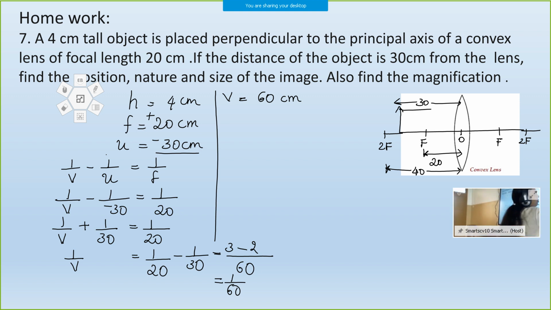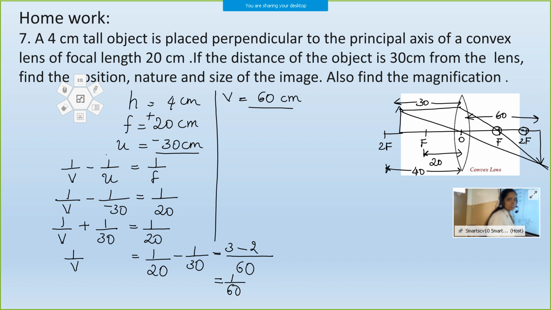So if you complete the ray diagram, we will be obtaining an image like this, beyond 2F. And what is the value of v? You are getting v as 60 centimeter. So F is 20 centimeter, 2F is 40 centimeter, and now our image is at a distance of 60 centimeter. So here we got the position of the image as 60 centimeter on the other side of the lens. Then what is the size of the image?